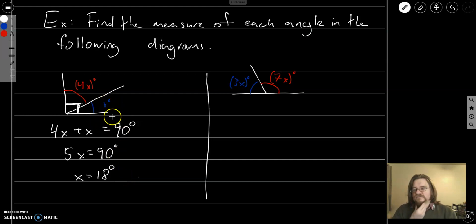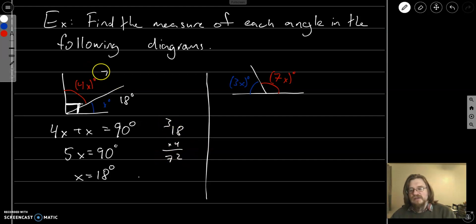So here, I know that x is going to be an 18 degree angle. And up here, this is going to be 4 times x. So if I take 18 times 4, do this math really quick, I get 72. So this angle up here is going to be a 72 degree angle. So I knew all of this because I knew these angles in terms of x, and I know that they add up to 90.